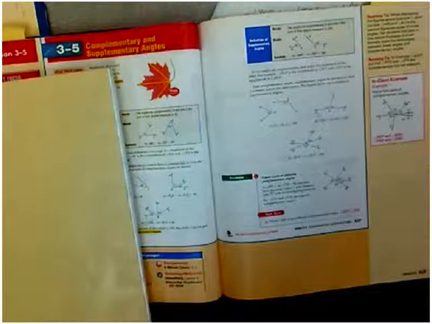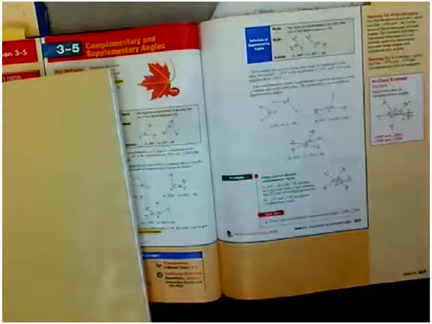Now, remind students how you can remember that. And Jessica, I think, said this the other day, how she remembers it also. C comes before S in the alphabet, right? Complementary starts with a C. Supplementary starts with an S. C comes before S in the alphabet. 90 comes before 180, right? So that's how you can remember it. Complementary is 90. Supplementary is 180 because C comes before S and 90 comes before 180.